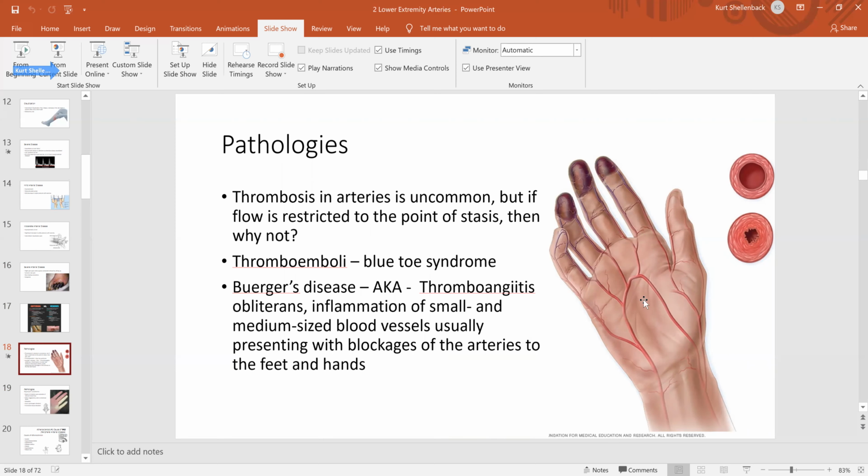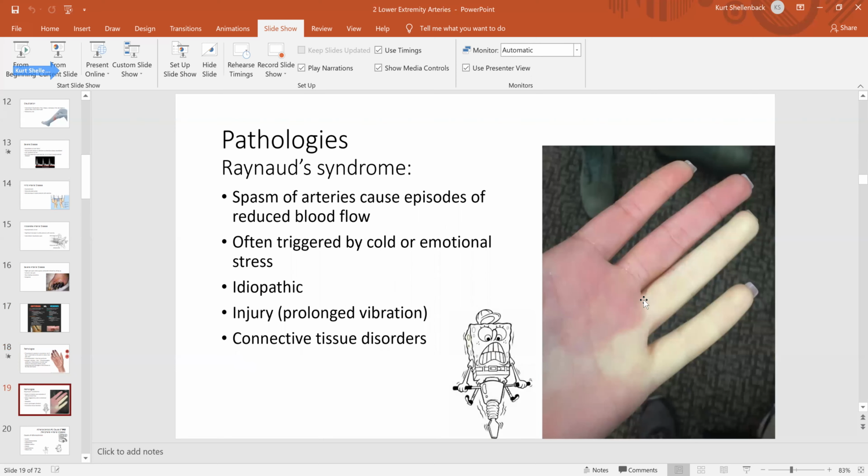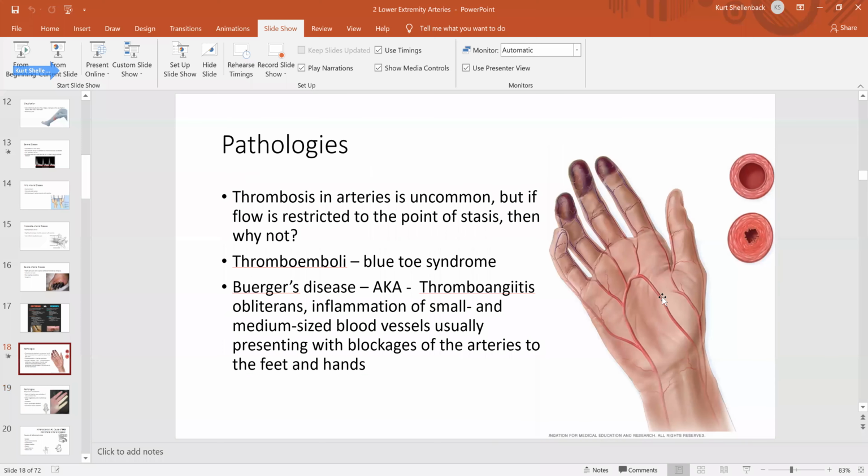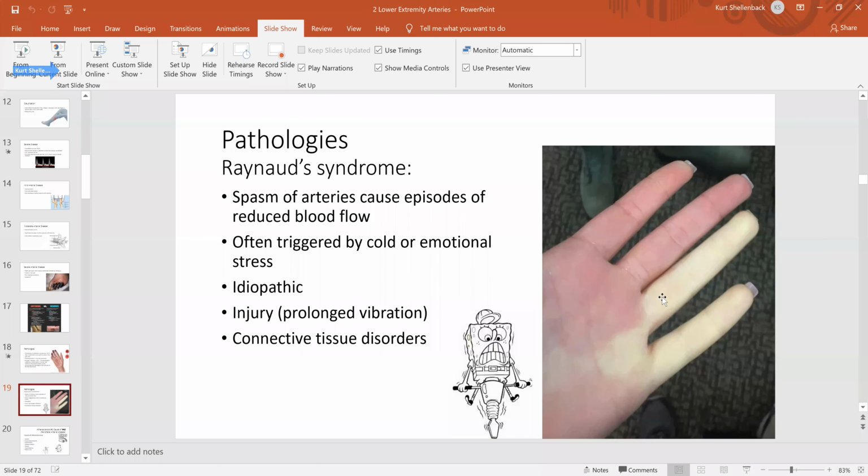JP has a different type of Berger's disease, but that's just junk food.